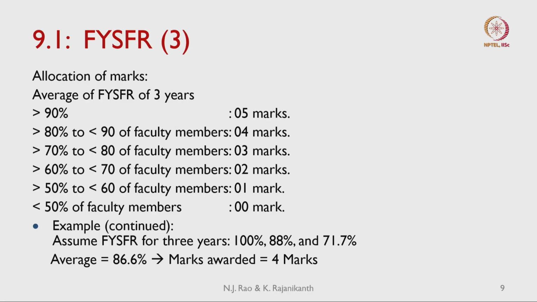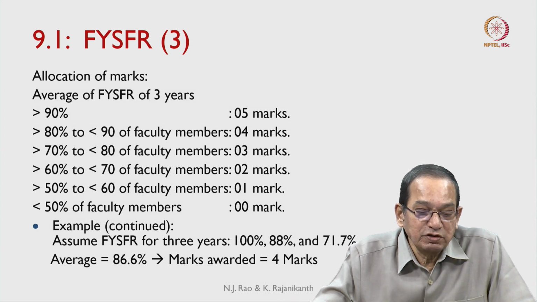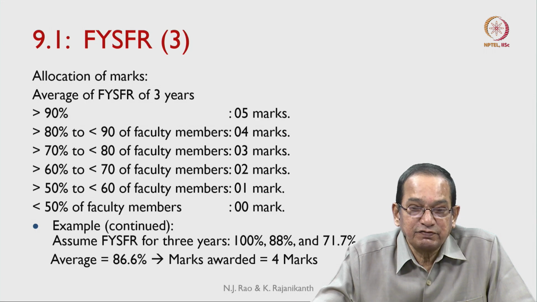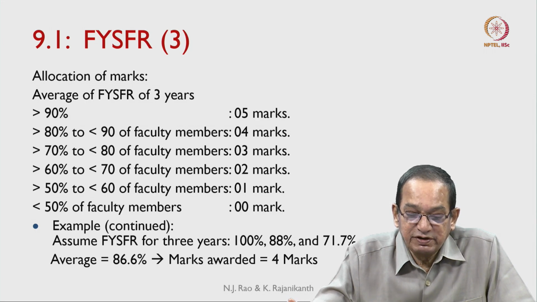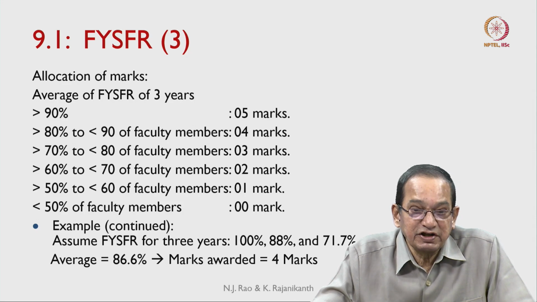Then the marks allocated are based on the average that we got for 3 years. If it is greater than 90%, then we get 5 marks. Then proportionately the marks go down as the percentage comes down, 80 to 90, 4 marks, like that. Less than 50% of the faculty members, 0 marks, we do not get any marks at all. So, based on the average of FYSFR for 3 years, the marks can be from 5, the maximum possible, to 0, it is possible if the FYSFR ratio is less than 50%.